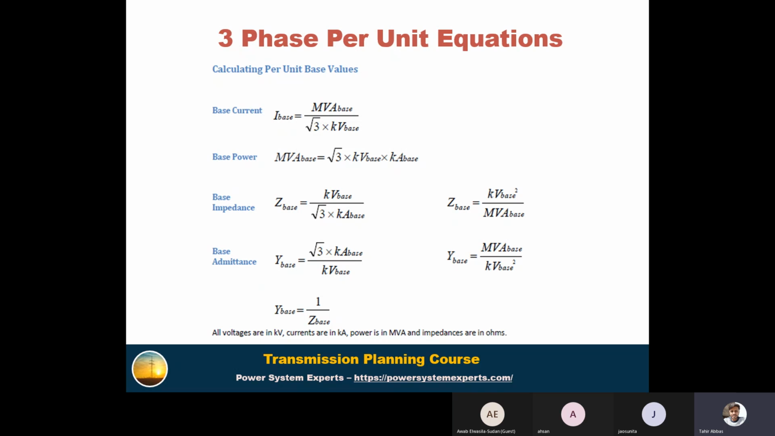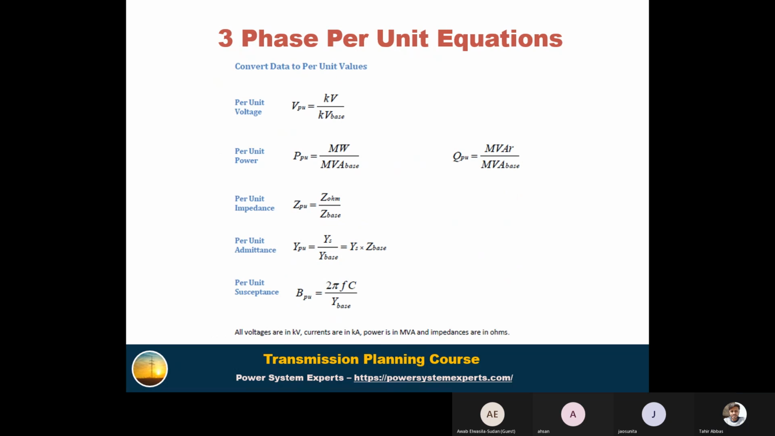There are different formulas, like for base impedance Z base, where kVA base is given. We have calculated the current base in the previous equation, and using that current base we can find Z base also. Similarly, another formula is V square over S, so using this formula also we can calculate Z base. Next is the base admittance, simply 1 over Z base, the reciprocal of Z base. In this way, if two of the four quantities are given, we can calculate the other quantities like base current, base impedance and base admittance. All voltages are in kV, currents are in kiloampere, and powers in MVA. So in this way we can calculate the base values, right?